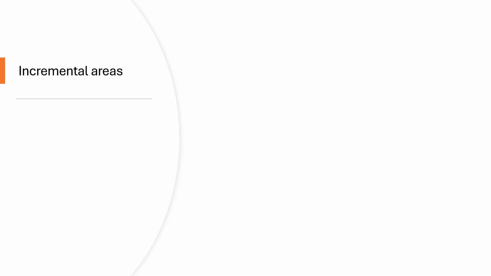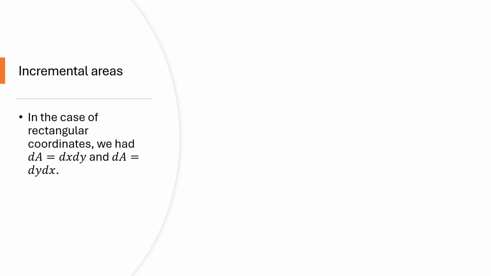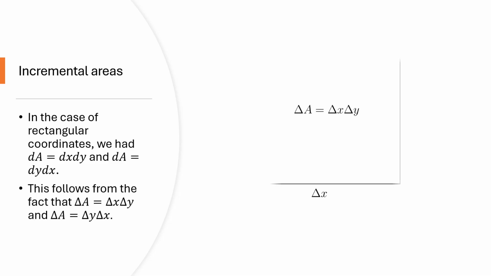To do this, we want to recall the incremental areas we used to set up integrals first in rectangular coordinates. In that case, our dA was either dx dy or dy dx, and we chose that based upon which was more convenient for the integral we were trying to set up. That's how our dA came out, because if we look at incremental area delta A, we could write that as delta x delta y or delta y delta x. And that's just pictured here in this square.